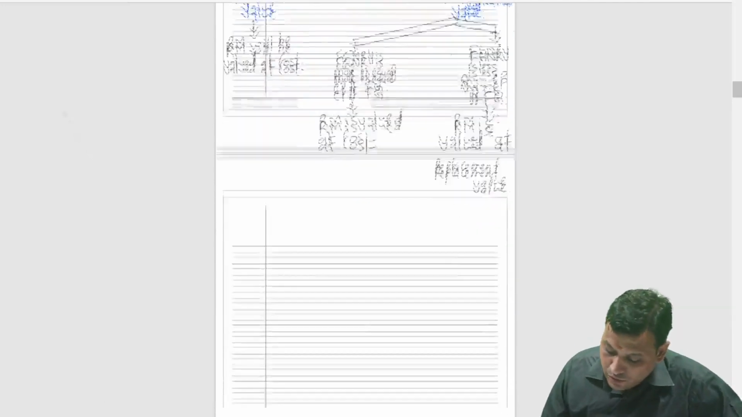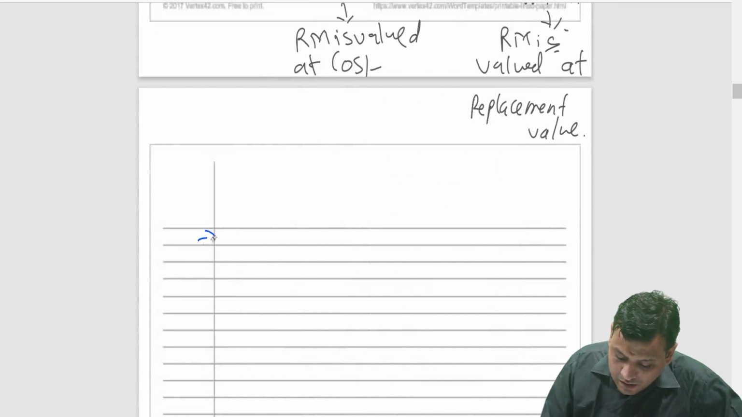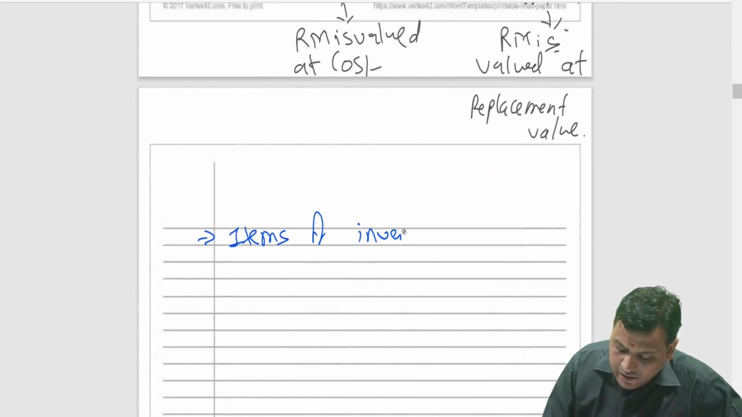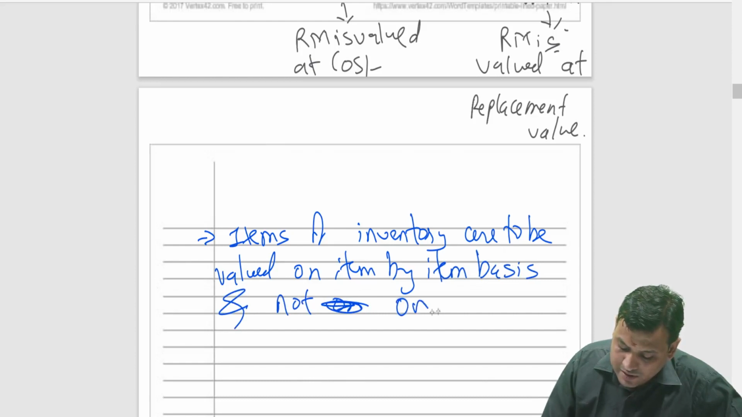Now, one more point before I end the theory and start with some question answers. Items of inventory are to be valued on an item by item basis and not on a global basis.